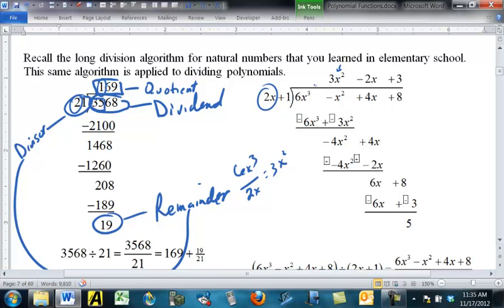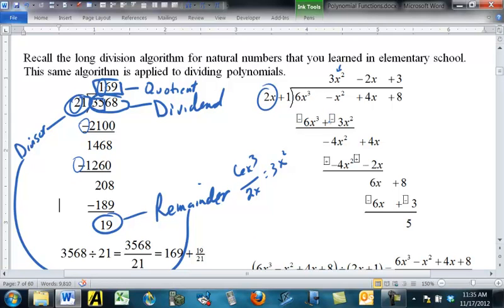Now I take the 3x squared times not just the 2x, which is going to be 6x cubed, but also times the 1, by all the terms. 3x squared times 1 is 3x squared. Now I'm going to subtract. Notice I subtracted over here.